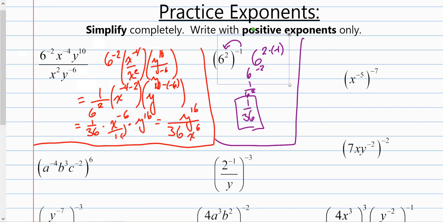With this x to the negative 5 to the negative 7, I like to distribute my exponents before I do anything else. It helps me get rid of my negative signs. It also gets rid of the parentheses. x to the negative 5 times negative 7, and the negative times the negative is a positive. This just gives me an x to the 35, and look how few steps that took me to evaluate.